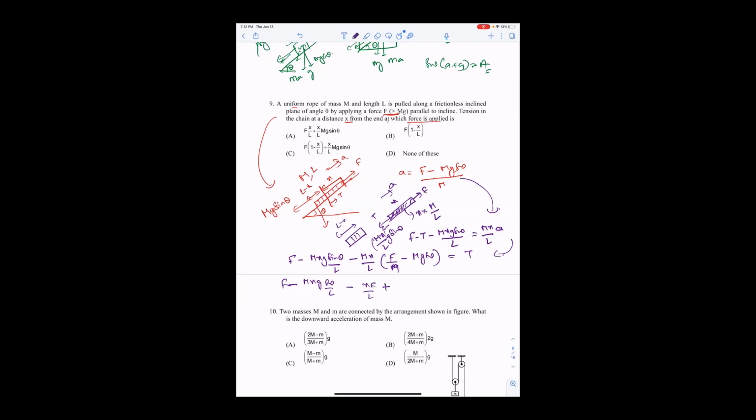Did I get one extra mxg sine theta? Okay, plus we are getting m square. Huh? Did I miss any m? Minus T minus.